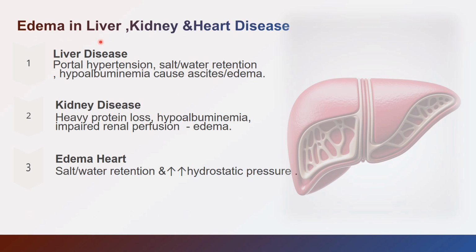Now come to edema in different diseases. So liver, kidney and heart disease will lead to edema. So in the liver disease, the main reason for edema will be portal hypertension, that is increased hydrostatic pressure; salt and water retention, which is also leading to increased hydrostatic pressure; hypoalbuminemia, that is decreased oncotic pressure, is leading to edema and ascites. In the kidney disease, heavy protein loss and hypoalbuminemia, impaired renal perfusion will be the reason for edema. And in the heart cases, salt and water retention, ultimately leading to increased hydrostatic pressure, is the cause for edema.